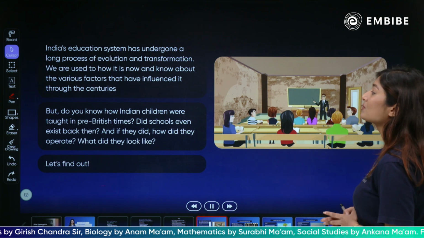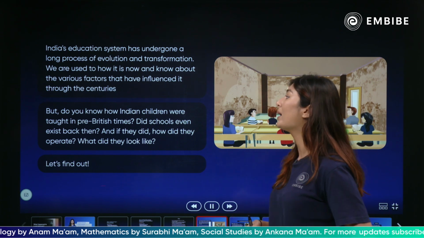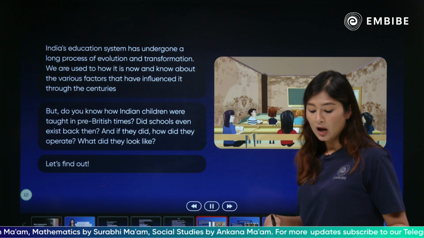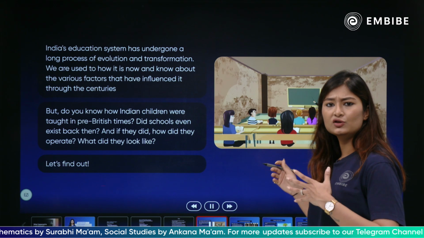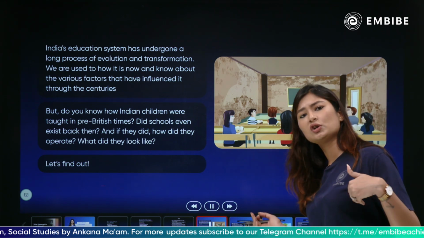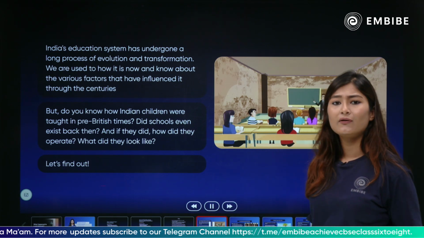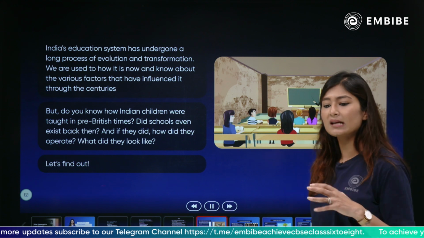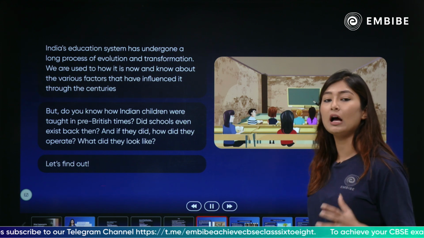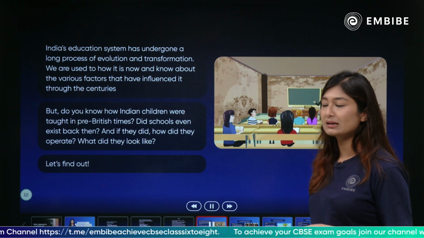We are used to how it is now and know about the various factors that have influenced it through centuries. So, we have this system, right, when I'm teaching as a teacher with a blackboard or maybe a smart board or a digital board, whatever, or a whiteboard. The students are sitting, the curriculum that we are following, but where did it start from? This is how pretty much education looks right now to everyone. But what influenced it? What brought it to this level?